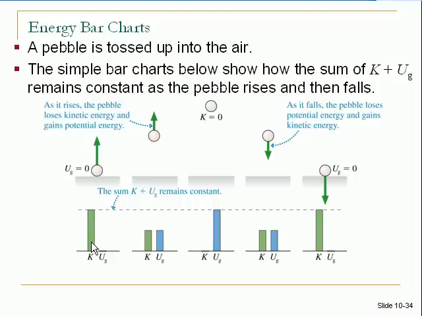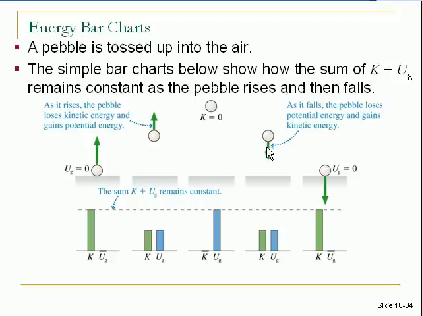So if I were to add up these two bars, it would have to be equal to the total of this bar. When it's at the top, remember, when you have objects that go up and come back down, at the top of the motion it stops for a brief moment, so it has a velocity of 0, which means that there's no kinetic energy. Now all the energy is stored as gravitational potential. Notice how the height of this bar is the same as the height of the kinetic energy bar when it was first launched. The total energy is not changing.